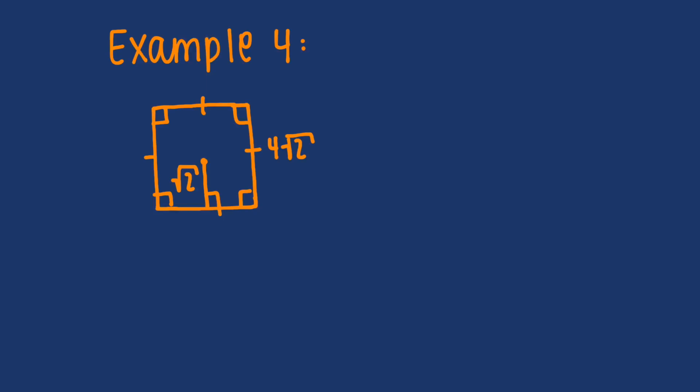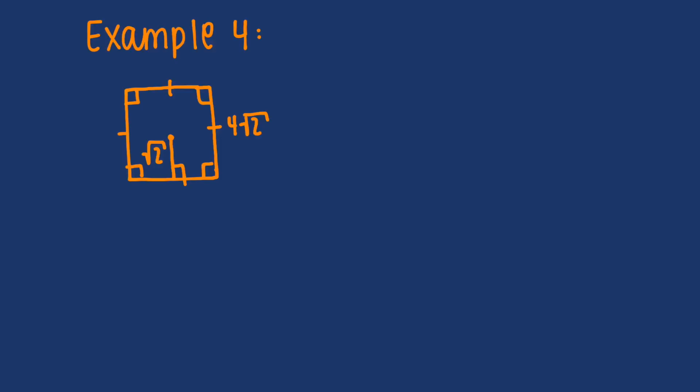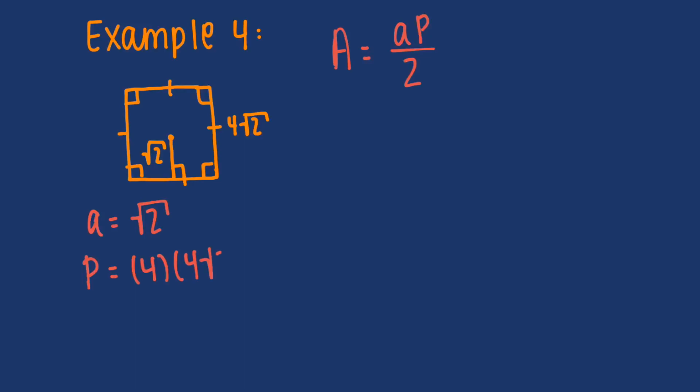Alright, so I am going to do example 4 with you because I did throw in some radicals just for fun. So still, area is apothem times perimeter divided by 2. So here, my apothem is the square root of 2. Just because it has a radical doesn't mean it changes. Now my perimeter, I know I have 4 sides, and I'm going to multiply it by that side length, 4 root 2.